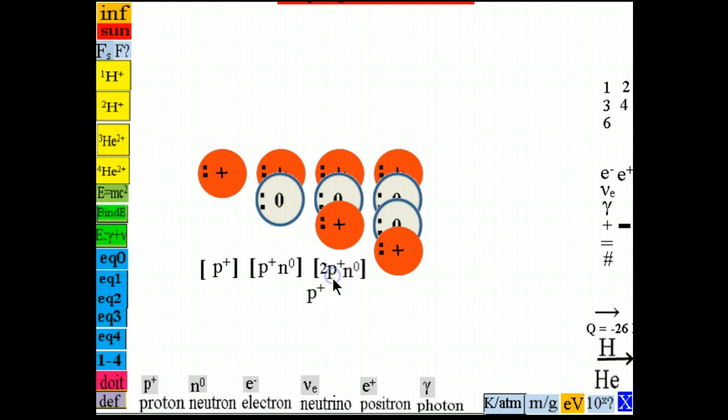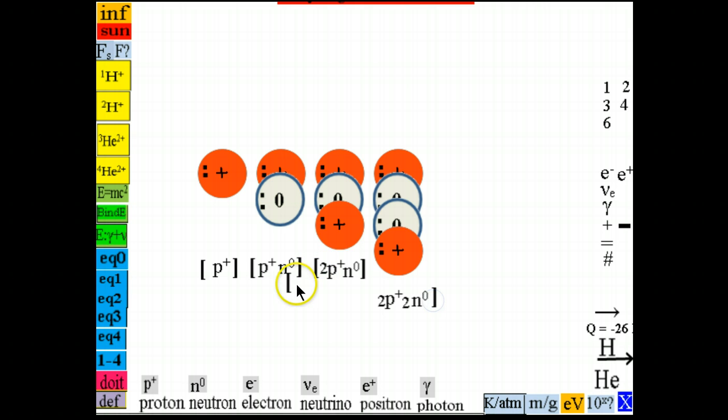And this is now very easy. We have 2 protons, we have 2 neutrons, and they are in the nucleus.